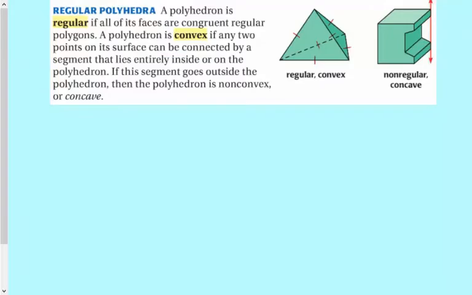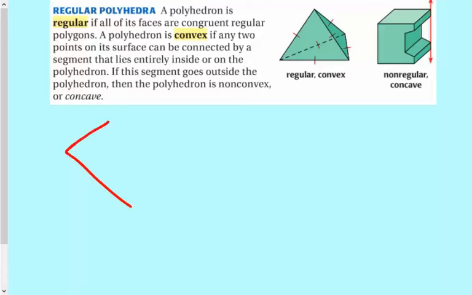And then we have regular polyhedron, if all the faces are congruent regular polygons. And then we have convex and concave polyhedra. We've talked about concave and convex for polygons, now we can just apply this to polyhedra. If any 2 points on a surface can be connected by a segment that lies entirely inside the polyhedron, it's convex. If the segment goes outside the polyhedron, then the polyhedron is concave.